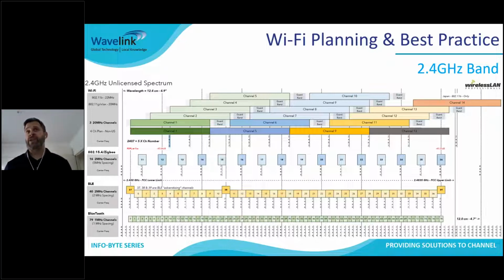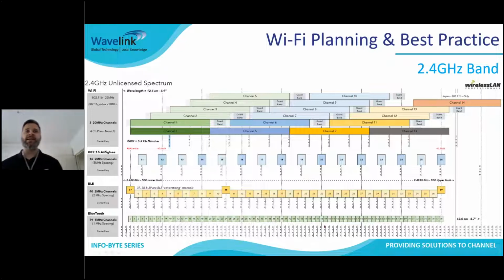So what are those channels? There's channels 1, 6, and 11. They are the only non-overlapping channels within the 2.4 gigahertz spectrum, and should, I say should, but of course it's not usually how it goes, they are the ones that should only ever be used.